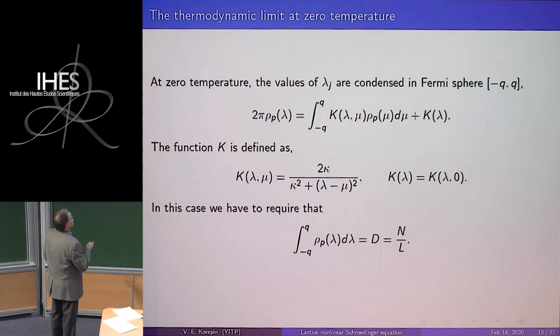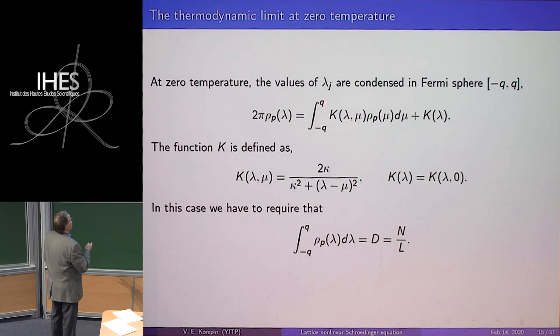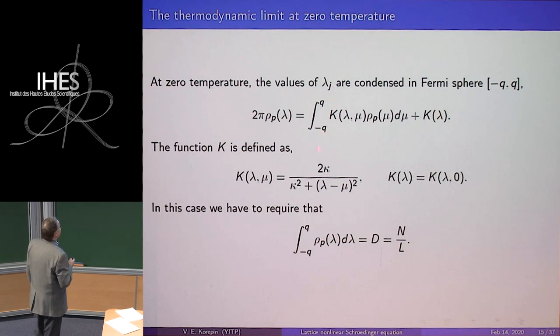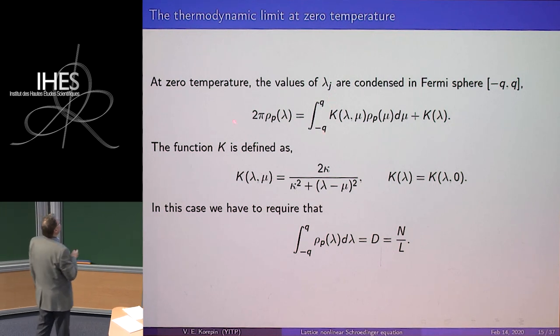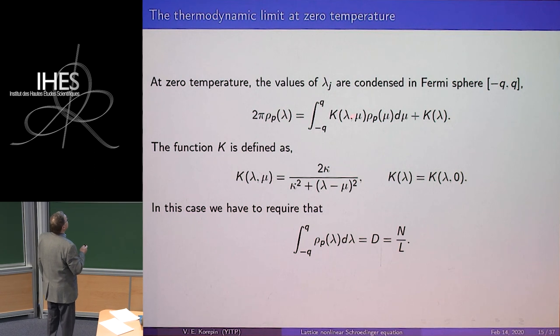Q is the value of the spectral parameter on the Fermi sphere, which people sometimes call the Fermi sphere. And as long as Q is finite, one can prove that this linear integral operator, I mean, I can move this to the left-hand side, is not degenerate. So there is a unique solution of this equation.